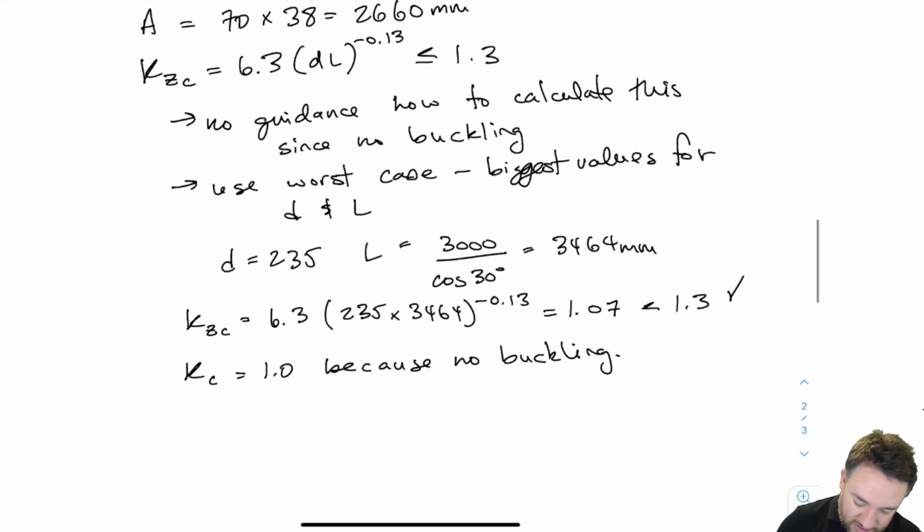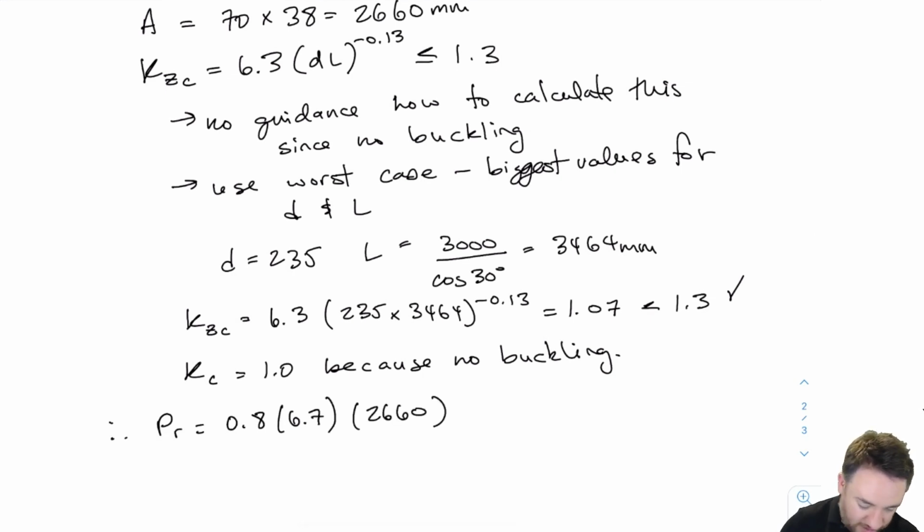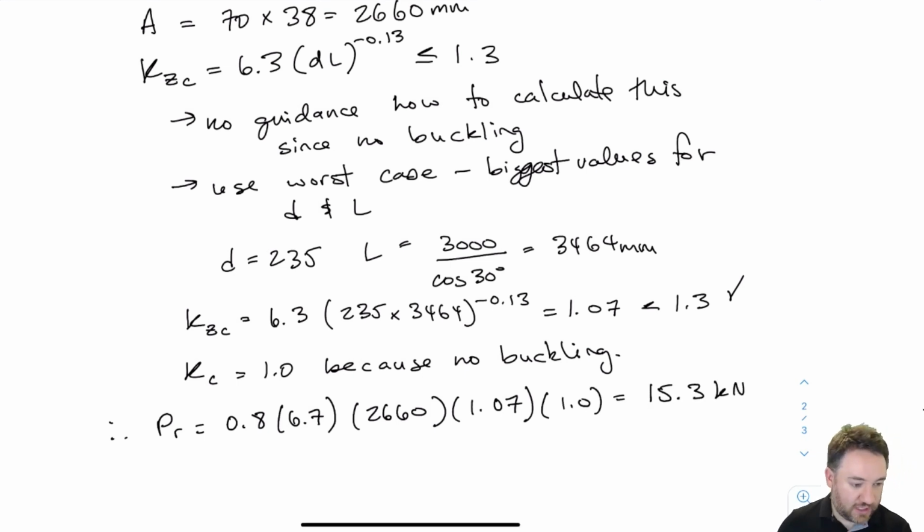Okay, and when I sub all those in, 0.8 for phi, 6.7 for my modified strength, 2660 for my area. That's the small little area that I'm applying my compression parallel to, the 1.07 for my size effect, and 1.0 for my buckling, my slenderness factor, I get 15.3 kilonewtons. Okay, so that's my PR component for checking compression at an angle to grain.